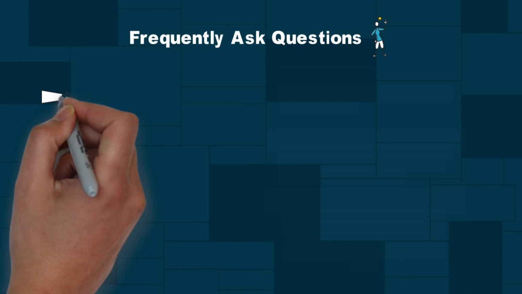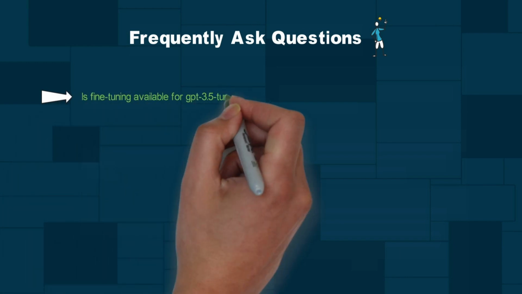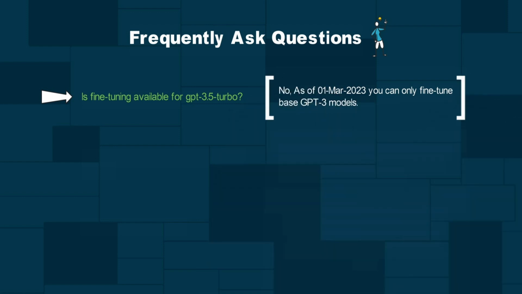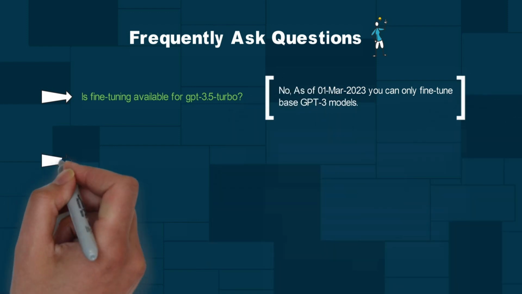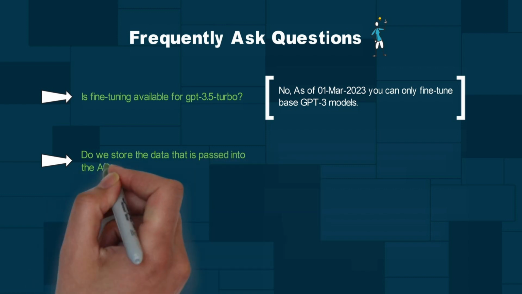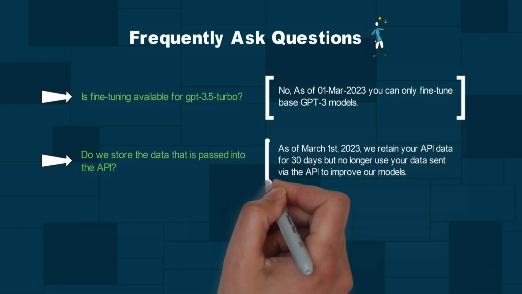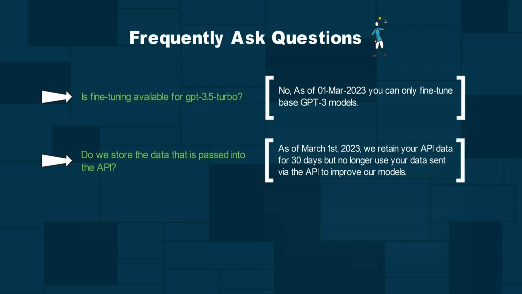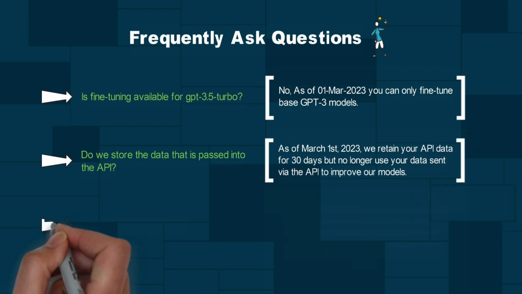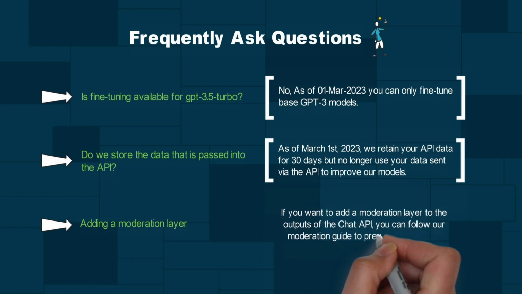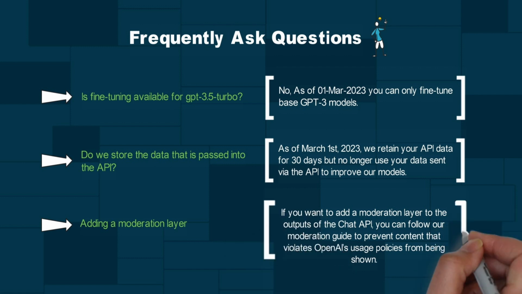Frequently asked questions. Is fine-tuning available for GPT 3.5 Turbo? No, as of 1 Mar 23, you can only fine-tune base GPT-3 models. Do you store the data that is passed into the API? As of 1 Mar 23, we retain your API data for 30 days, but no longer use your data sent via the API to improve our models. Adding a moderation layer. If you want to add a moderation layer to the outputs of the Chat API, you can follow our moderation guide to prevent content that violates OpenAI usage policies from being shown.